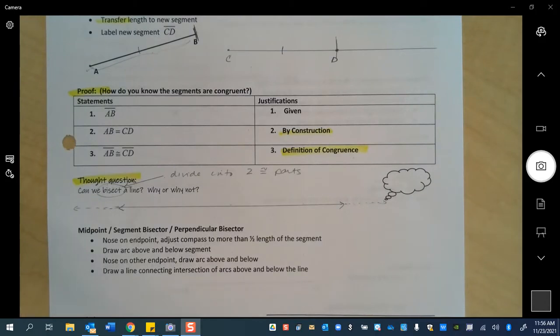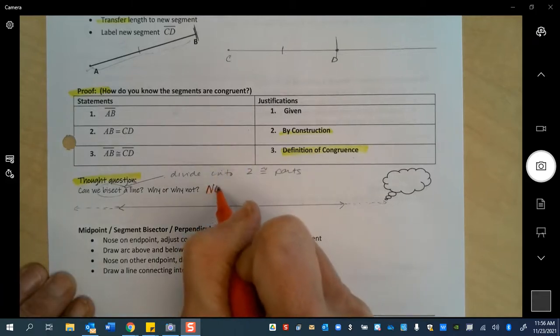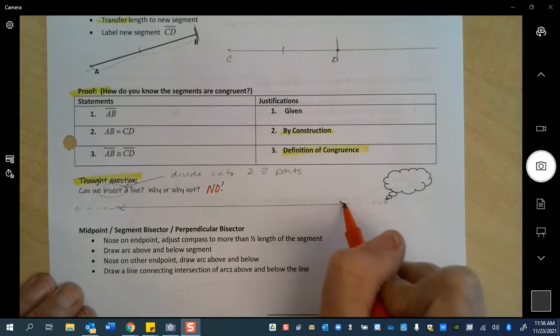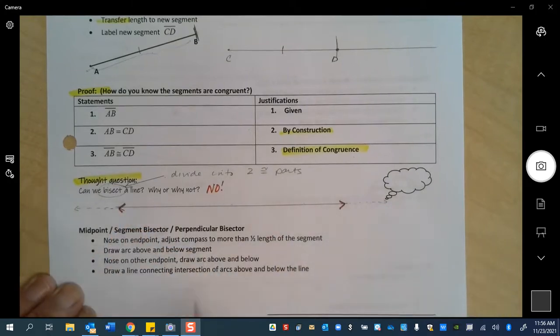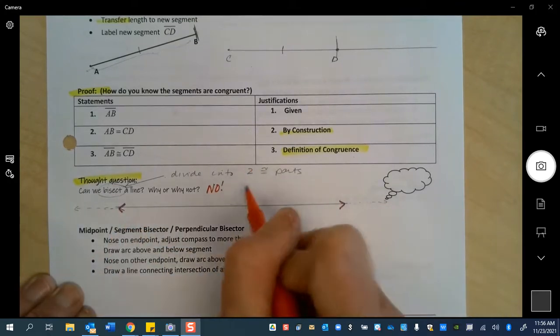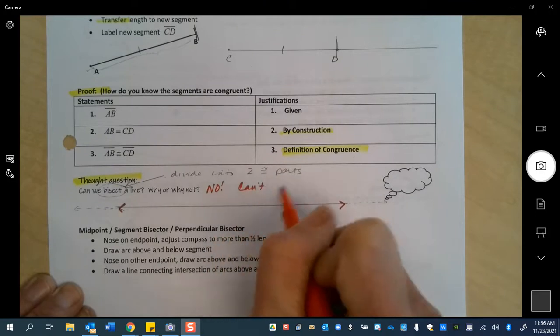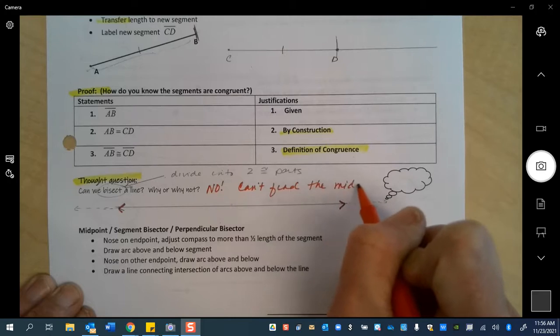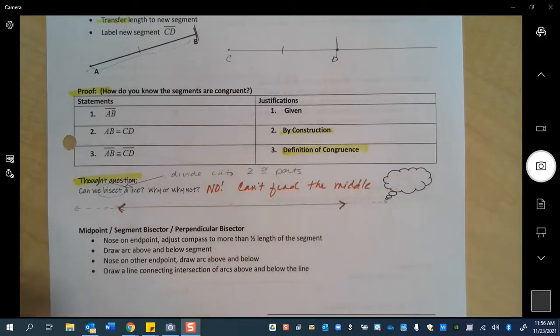Guess what? Can you bisect a line? No, you can't, because it continues on forever and ever in both directions. You can't find the middle, because that middle point is forever changing and moving as my line continues on forever and ever. Make sense? Good.